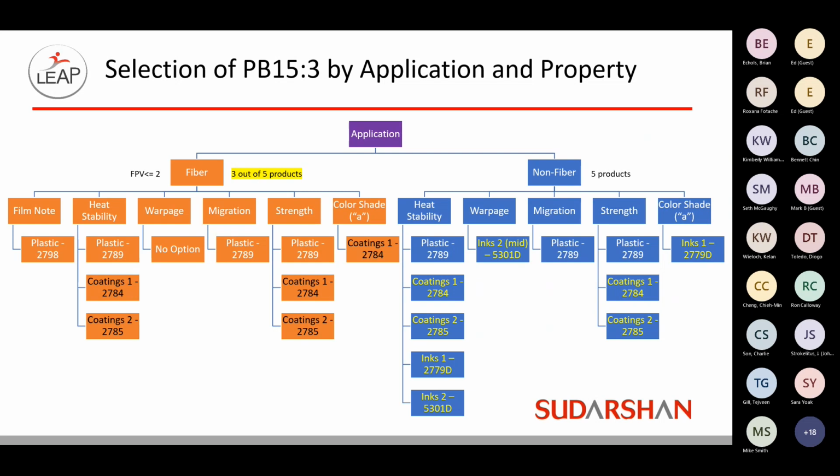Warpage, unfortunately, there appears to be no option in this particular case. However, it's fiber, so warpage may not be an appropriate technical property for that application. Migration, plastics is the best choice. Strength, all 3 were equal. And for color shade, in this particular chemistry, we want to develop the most green. So the coatings grade happens to be the greenest in this particular fiber application.